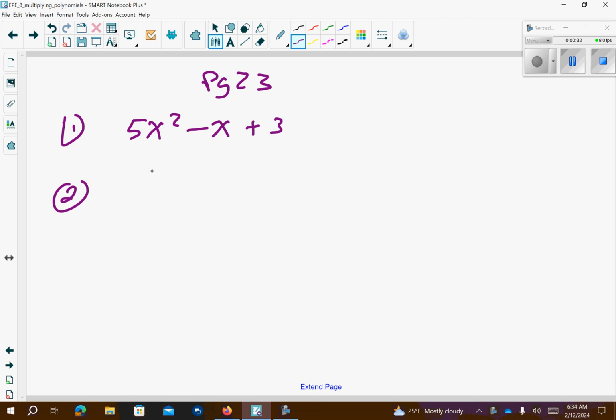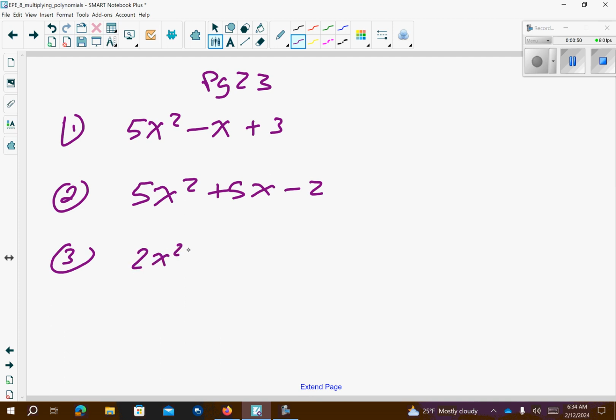I can do the same thing with number 2. 4x squared plus x squared is going to be 5x squared. And then 2x plus 3x is 5x. And then minus 2. And continue the trend with number 3. We're going to have 2x squared is our highest exponent, then 3x plus x is 4x, and then negative 8 plus 4 is negative 4.